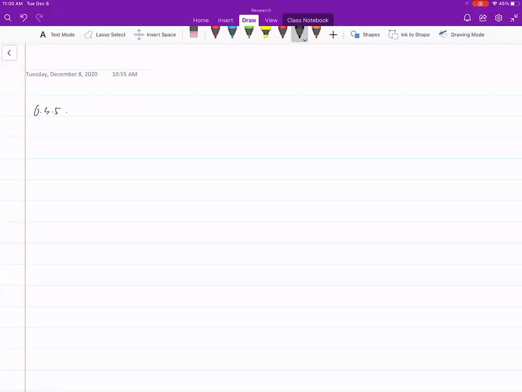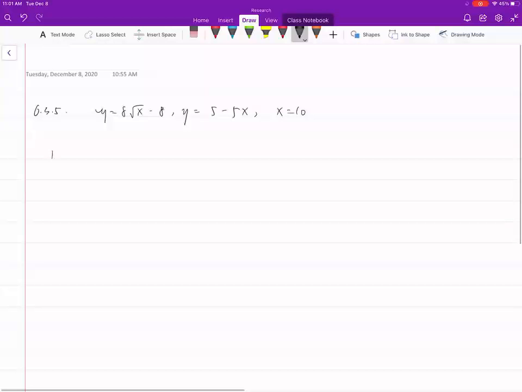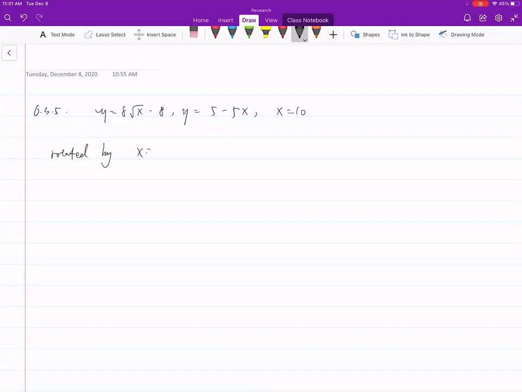You have... and... rotated by x equal to... and shell method.